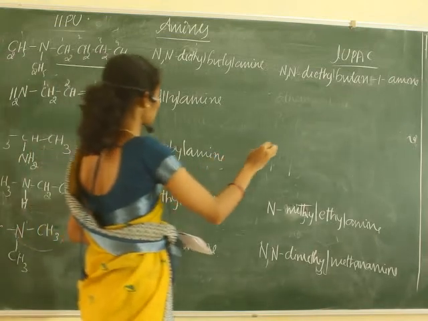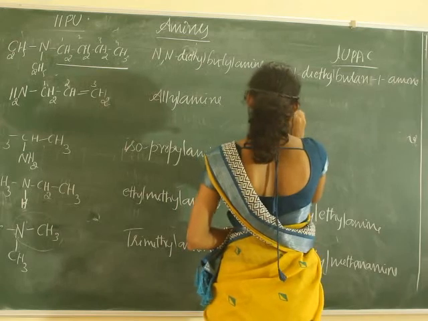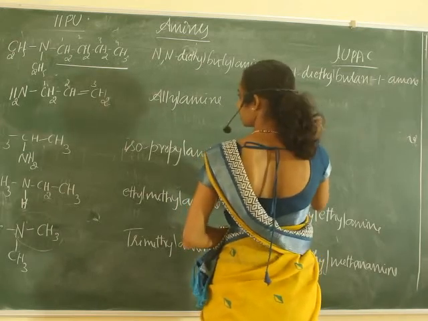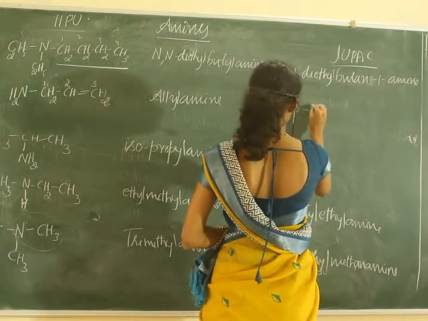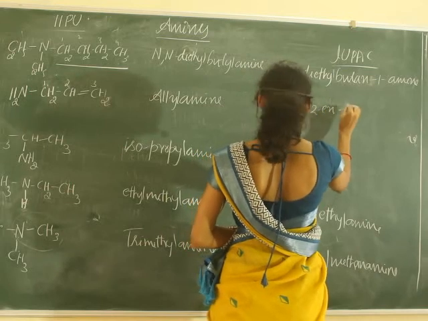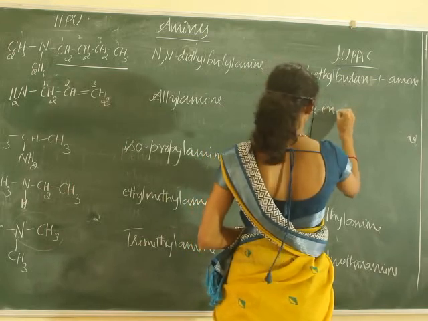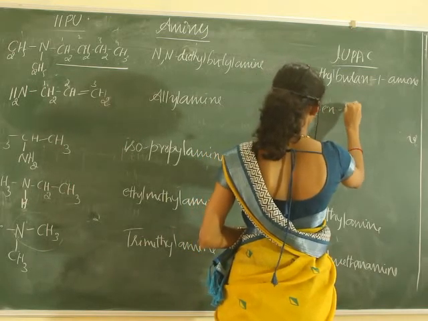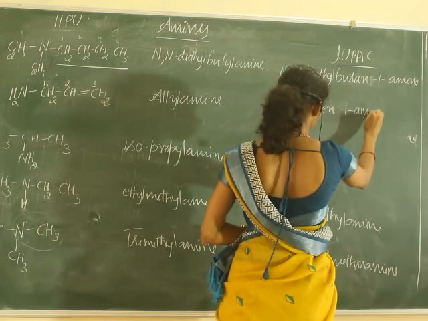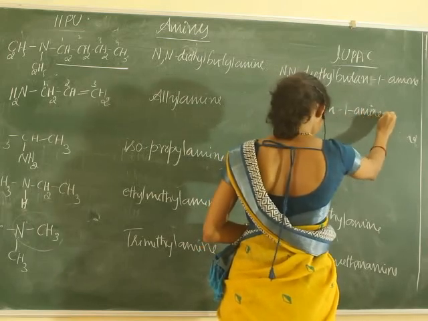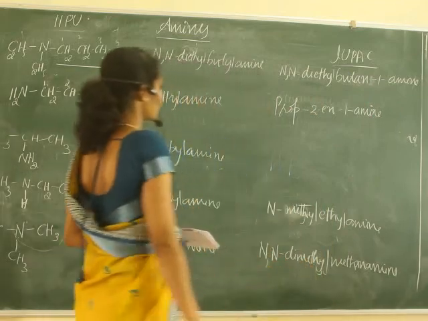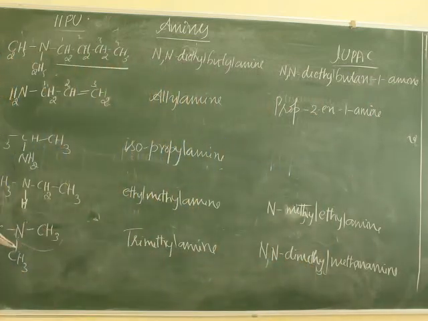three carbon atoms are there, hence prop. At second, ene is there, 2-ene, and at 1, amine. Prop-2-ene and 1-amine, prop-2-en-1-amine. Okay.